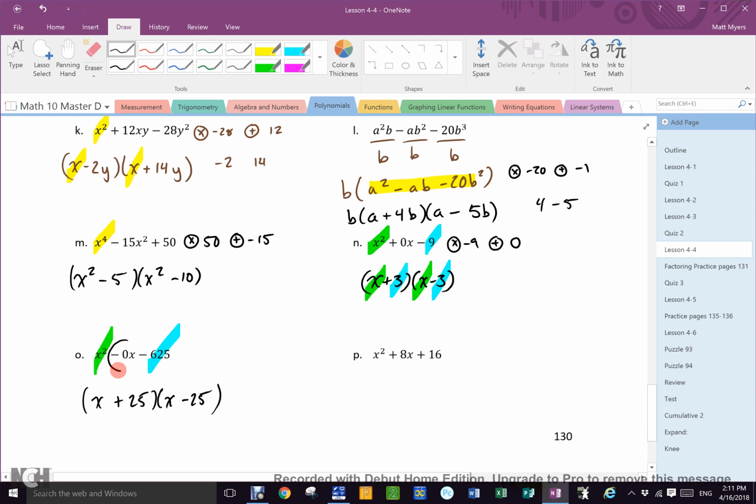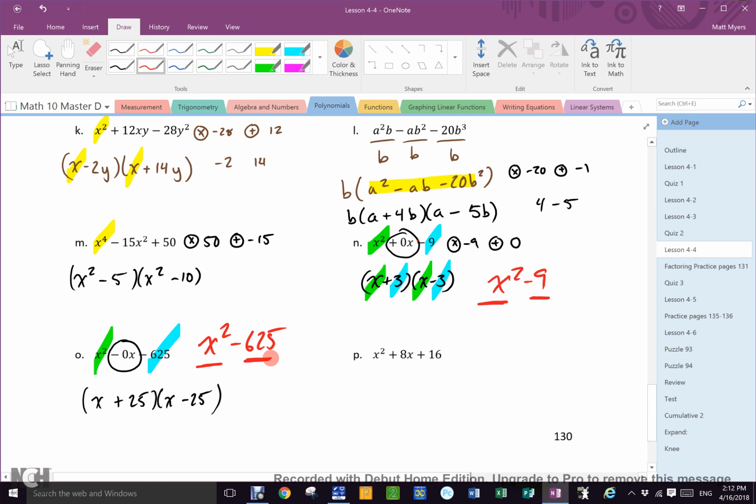What do you know about this if this was not a math class? What would your teacher not have written there? I wouldn't have written the 0, would I? It would have been x squared minus 625, right? And what would this one have been? X squared minus 9. What do you notice about that term and that term? What do they both have? A square root.